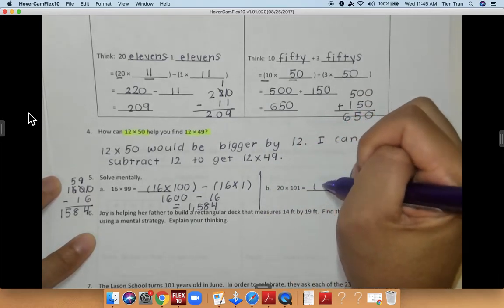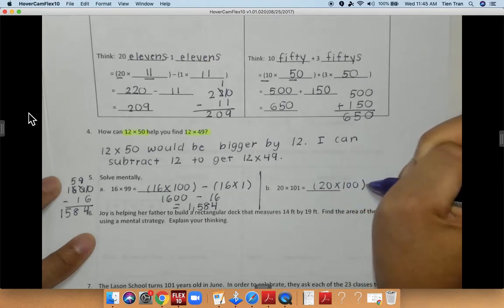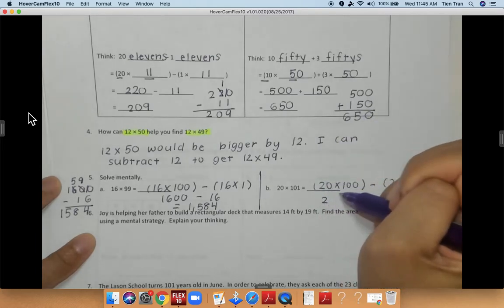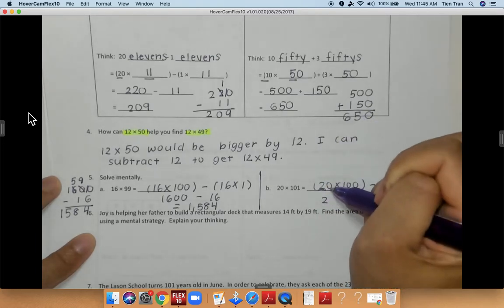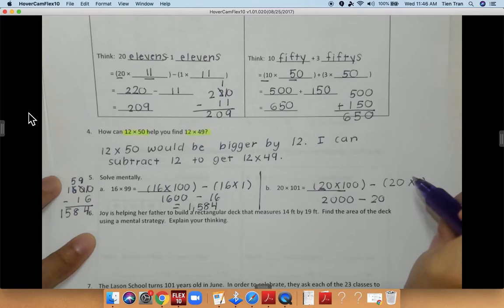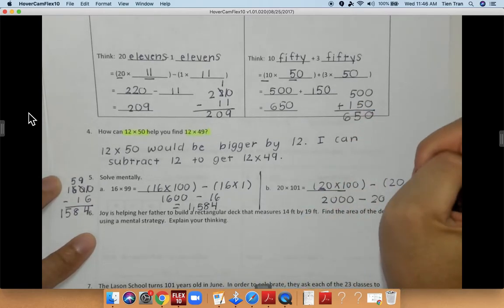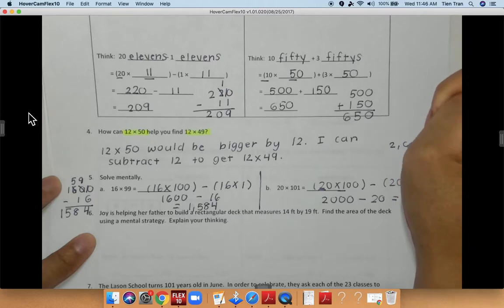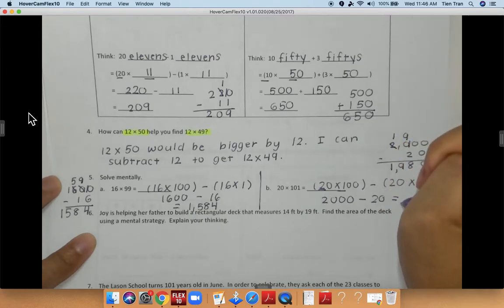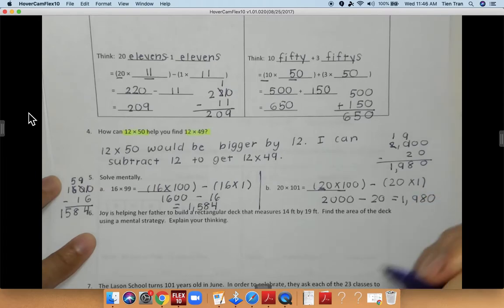Same thing, I'm going to set up my problem. 20 times 100 minus 20 times 1. I know that 20 times 100, or 2 times 1, is equal to 2. I have 1, 2, 3 zeros, so I'm adding my 3 zeros, minus 20, because 20 times 1 is equal to 20. Now I am going to subtract 2,000 minus 20. 0 minus 0 is 0. I need to regroup. 10 minus 2 is equal to 8. 0 changes to a 9. 9, bring it down. 1, bring it down. I get 1,980 as my final answer.